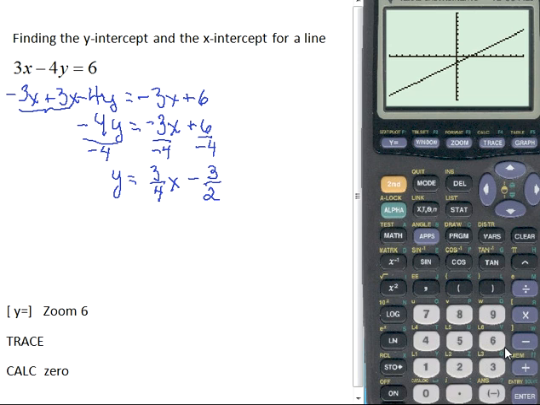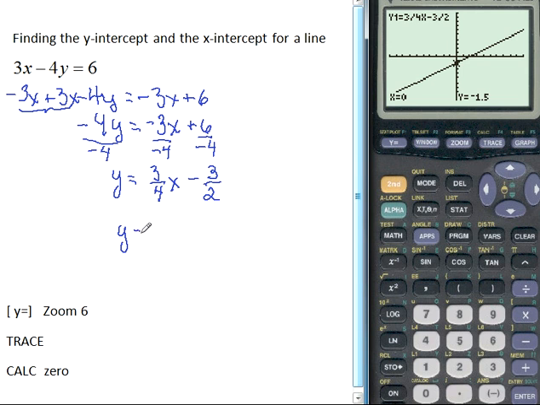Okay? And this is really easy to do. When we hit trace, which is one of the function keys right at the top of the calculator, it comes up with the y-intercept. So the y-intercept, you know, is when x equals 0, so it's the point at 0, negative 1.5. Trace always does that in the normal window. Always.